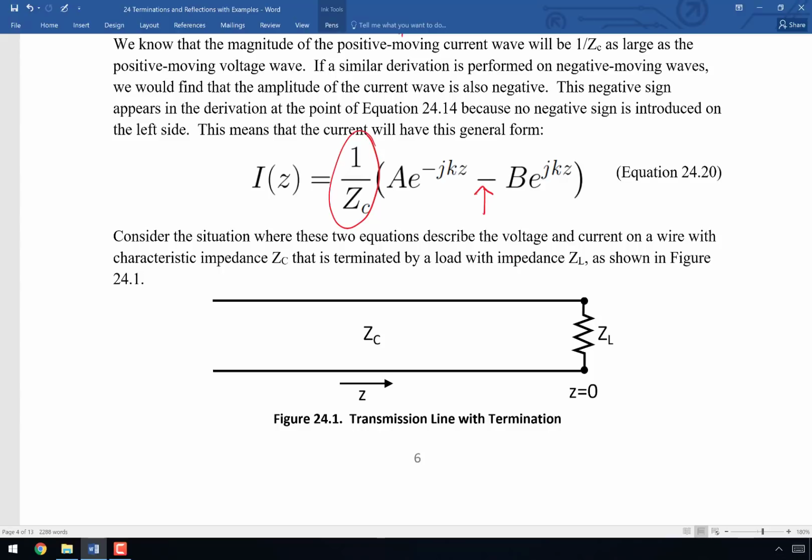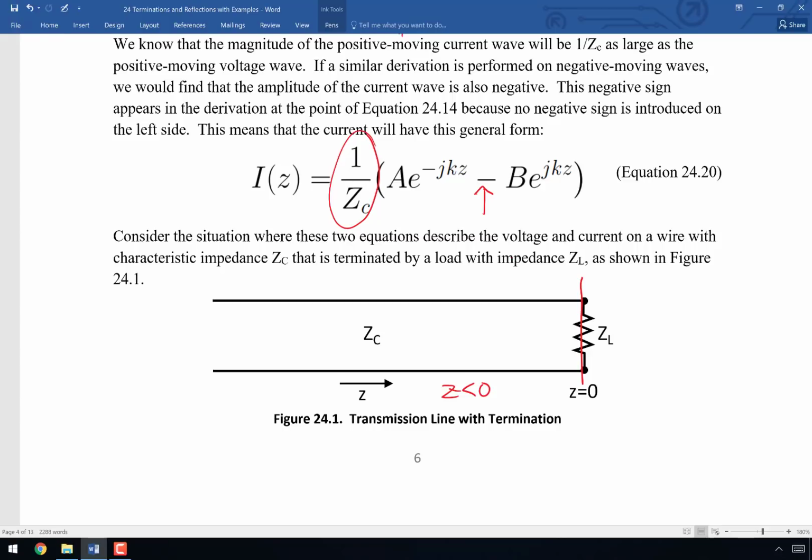So we know that we can choose z equals 0 to be at any point, and we're going to choose it to be right here. We're going to choose it right at the termination, which means that everything over here is z less than 0. If it went over here, which it won't, that would be z greater than 0, but nothing happens over there. There's no line over there.